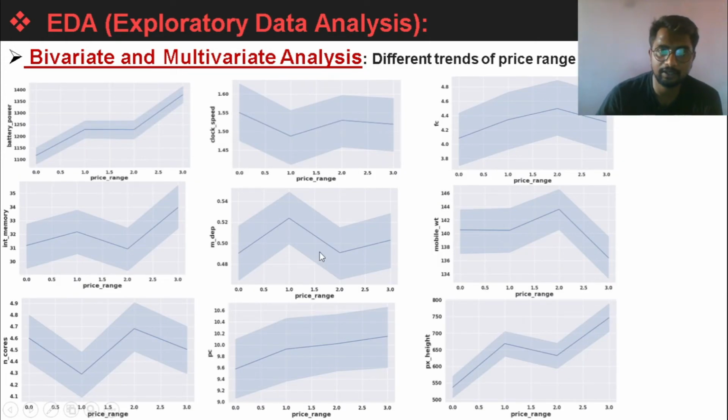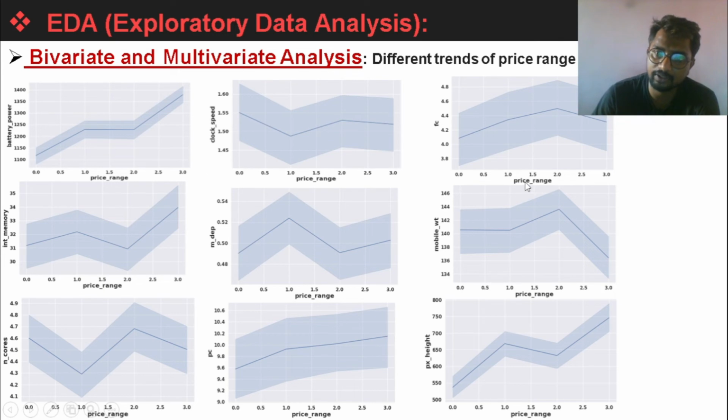This is the different trends of price range versus other features. Here we can see the battery power versus price range. As the battery power is increasing, the price range is also increasing. Here we can see the clock speed for high price range. The clock speed is very less.